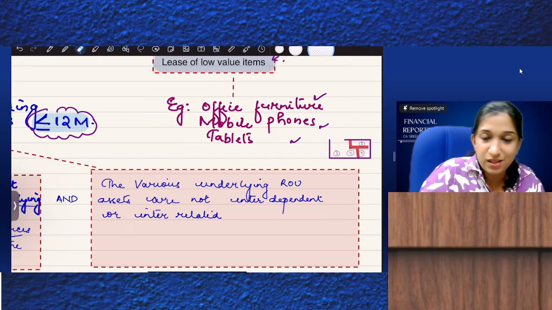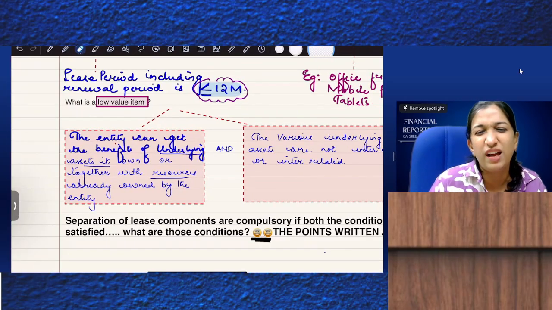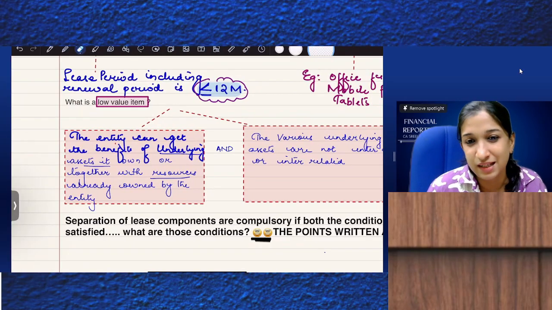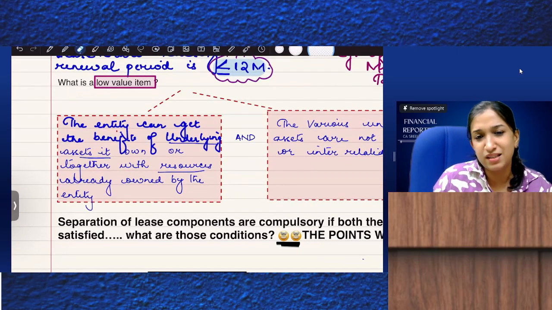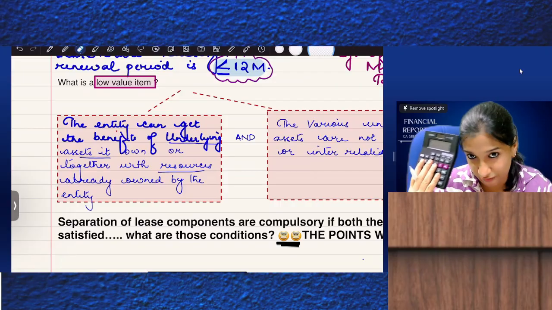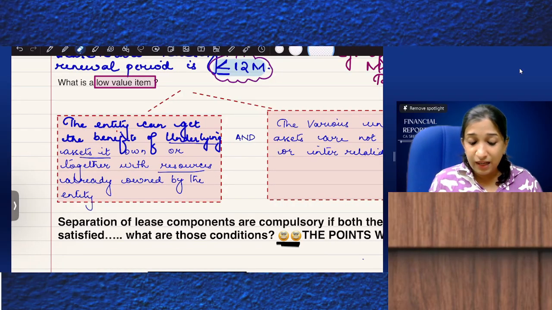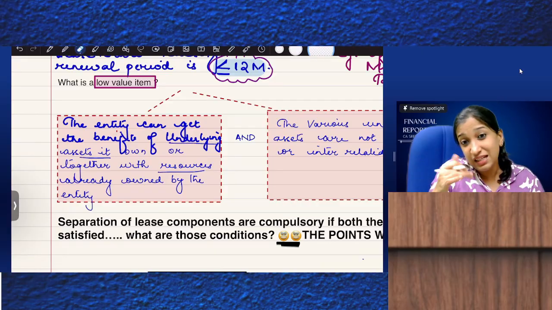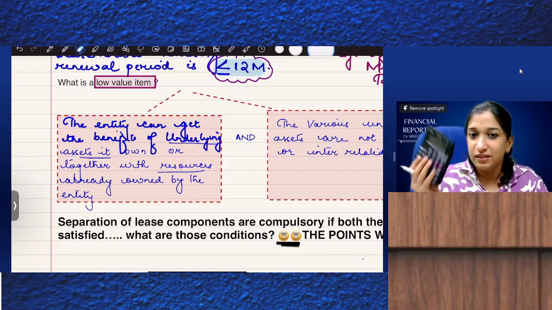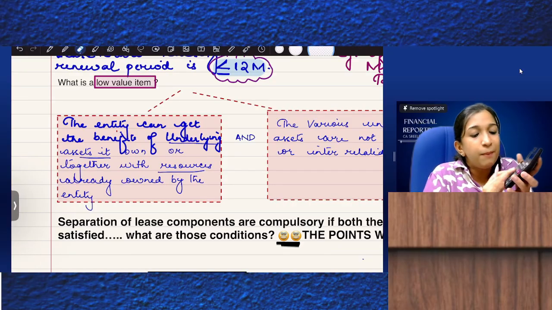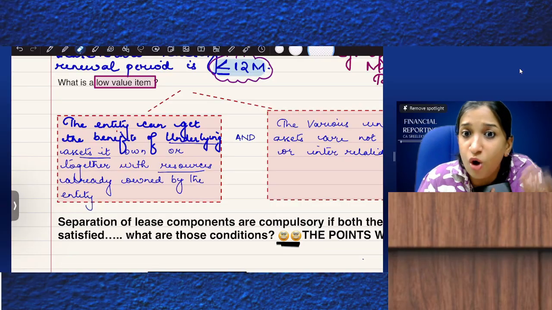To avoid confusion, they have defined what a low value item is. You should learn these lines. What is a low value item? If this calculator is a 200 rupees calculator, the entity can get the benefit of the underlying asset on its own or together with resources which are already owned by the entity. This can be low value. If this calculator gives independent benefits, of course.